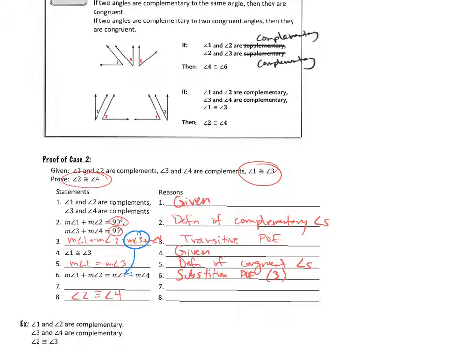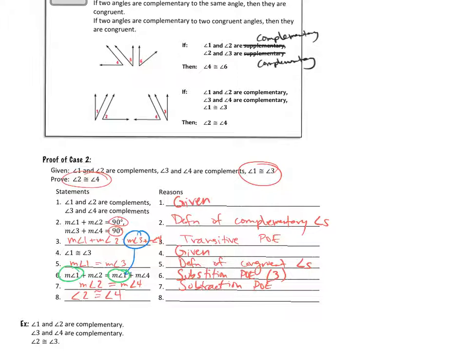And in order to do that, I have to have said that the measure of angle 2 is equal to the measure of angle 4, which, now that I have the measure of angle 1 in both of these, that's the only thing that's missing in order to get to statement 7. So to get rid of those, I had to subtract from both sides, meaning my reason is the subtraction property of equality.